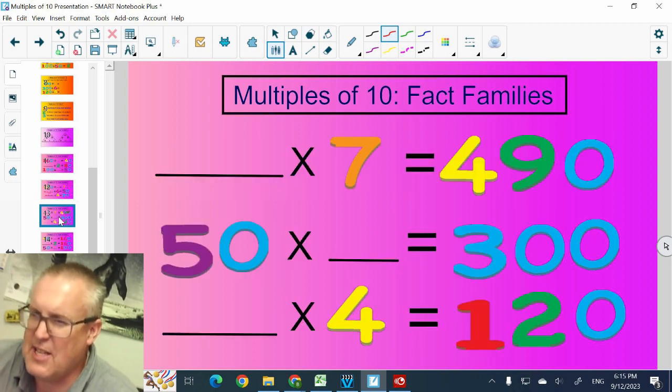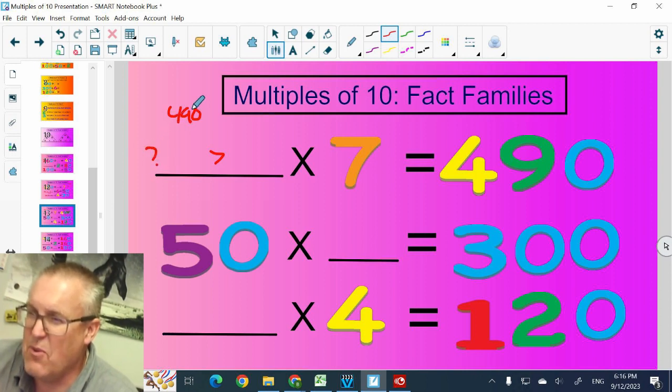Alright, let's go to the next one. Should be getting faster. Now we're doing fact families with multiplication instead of division here. Keep that in mind. We're now multiplying. It's still a fact family triangle. So we're going to put our big number on top, 490. And then let's put our 7 over here. And we don't know what this is.